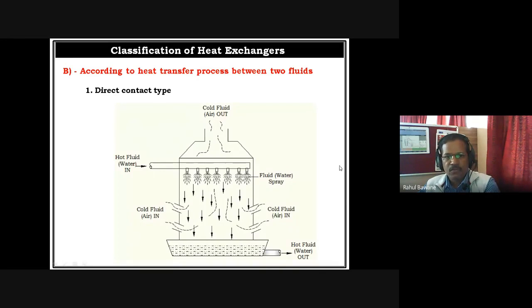So in this particular type of heat exchanger, there is a direct contact. This air comes in direct contact with water.